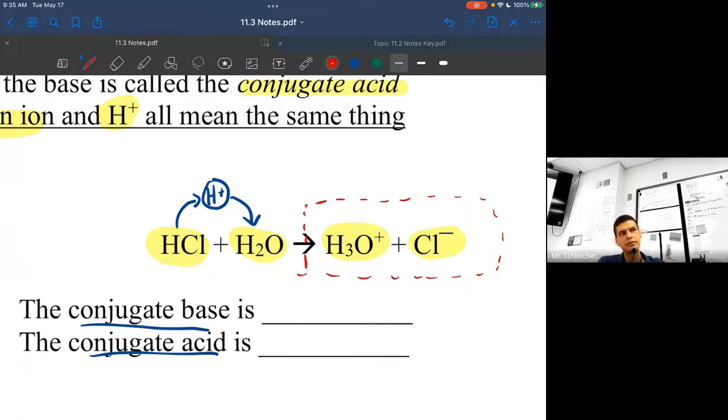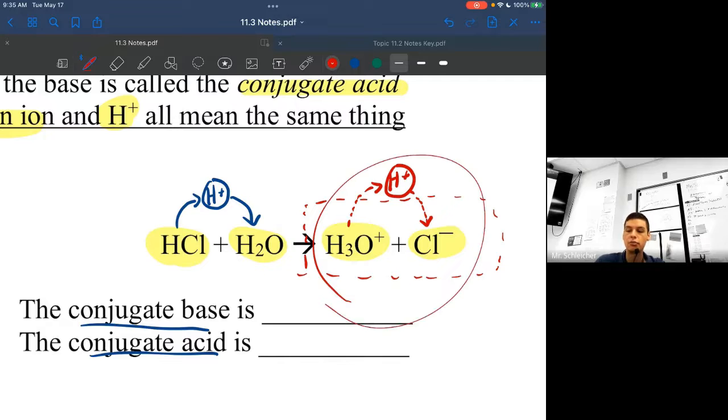So how do I get from H3O plus to H2O? Well, I probably have to donate a proton from H3O plus. And how do I get from Cl minus to HCl? Well, I probably have to accept that proton from H3O plus. So if you're thinking about what has to happen to go in reverse, you can use this exact same definition of acid and base.